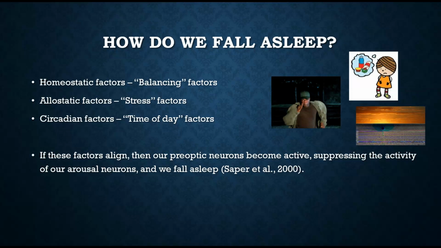And then there are circadian factors, or the time of day factors, that remind us to stay awake during the day and to sleep at night. And if these factors align, then our preoptic neurons become active, suppressing the activity of our arousal neurons, and we're able to fall asleep.